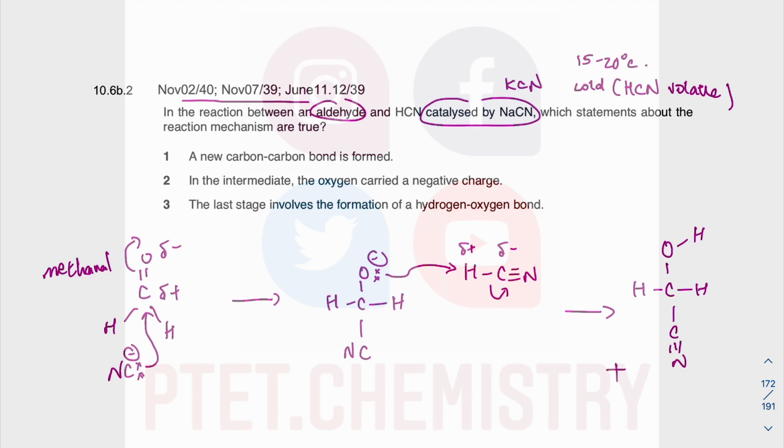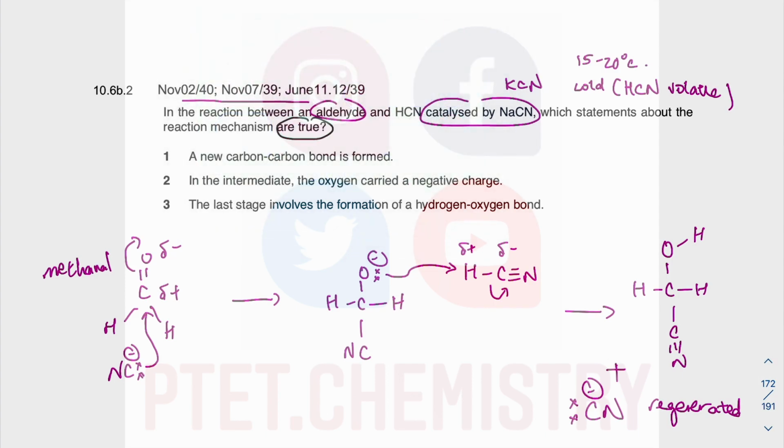Okay? And do not forget that you regenerated the CN minus, and it can go on and attack more of your aldehyde. Okay, and at the very end of the reaction, when all the HCN is used up, you will still get one CN minus regenerated, and that's why it's called catalyzed by NaCN or KCN, because you don't ever use up a catalyst. It can be involved in a reaction, but it's not used up in the reaction at all. Alright?